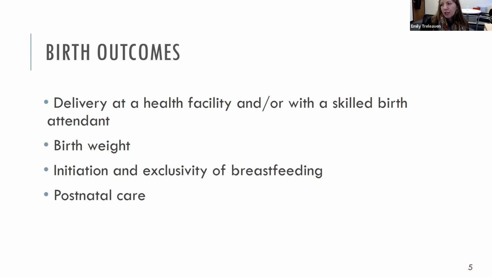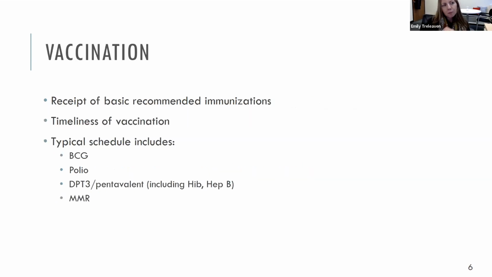Initiation and exclusivity of breastfeeding can be an early indicator of health and nutrition. And then finally, access to postnatal care, making sure that babies do receive a checkup in the first few days of life to make sure that they are not at risk for any immediate illnesses.